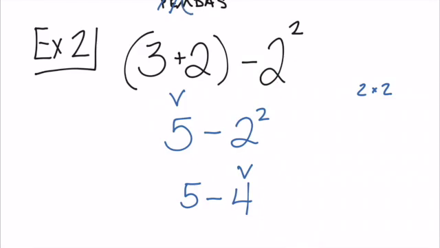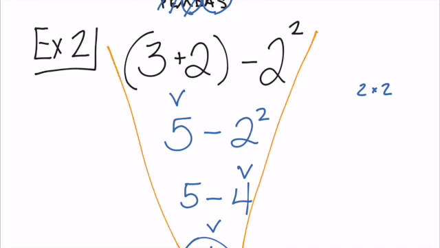Are there any multiplying and dividing? Nope. Is there adding and subtracting? Yes. 5 minus 4, which is 1. And that's my final answer. Once again, make sure you're using your drop-down work, and you're only doing one little piece at a time.